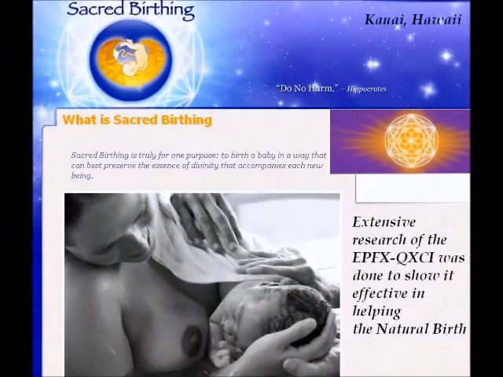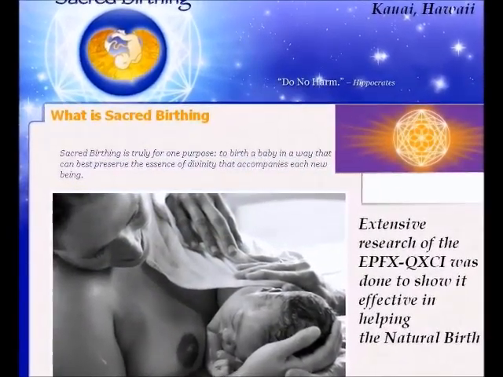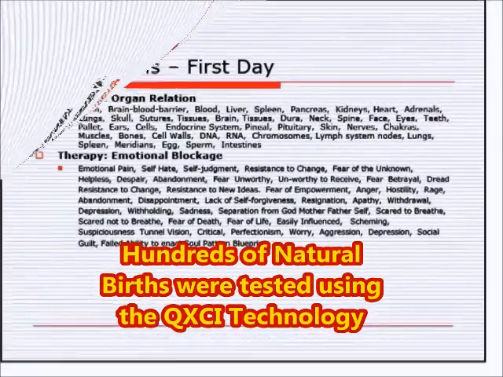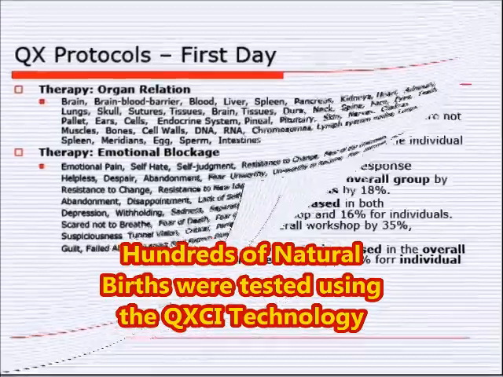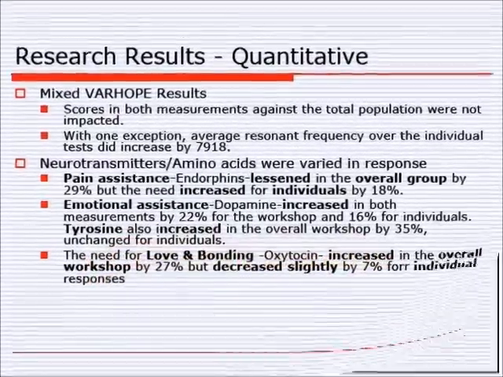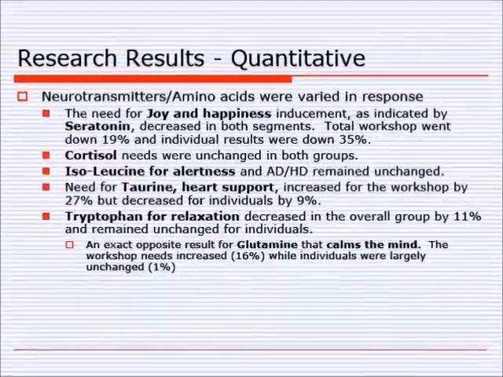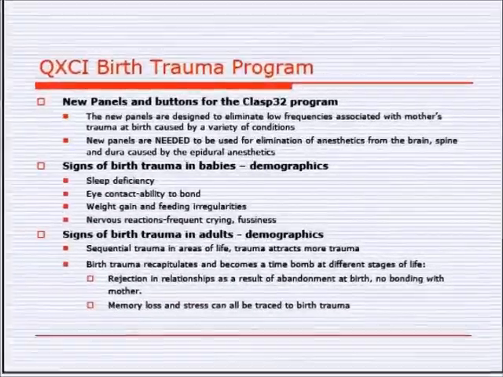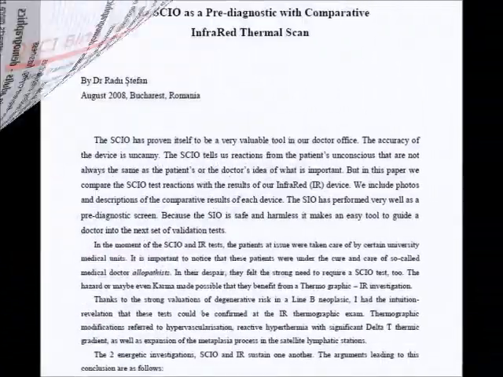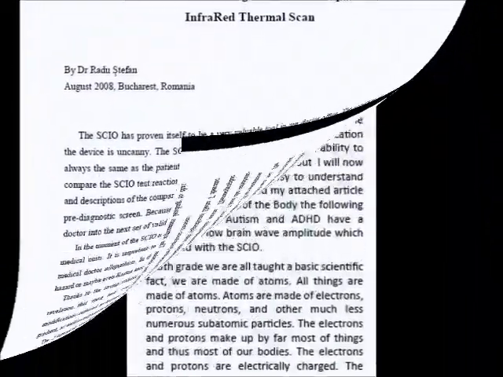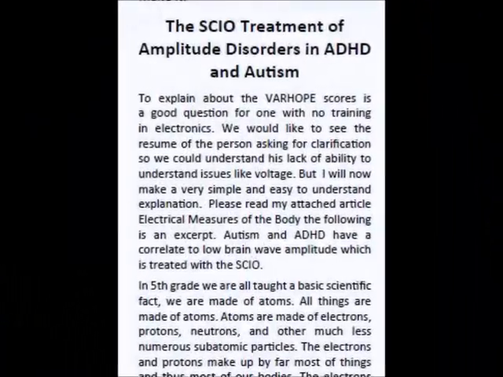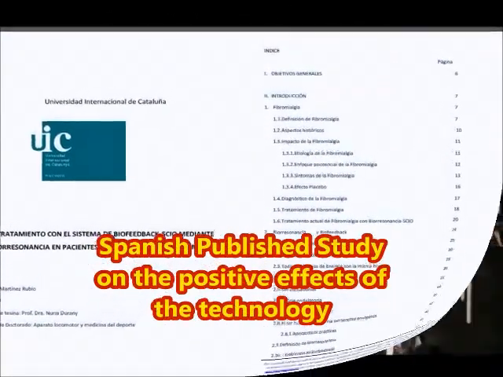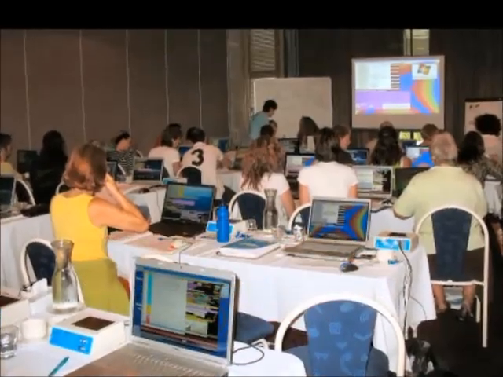Another whole series done by a different group of people was in Hawaii, that of birth trauma, and how they had used the QXCI, formerly known as the EPFX, to find ways of making the birthing process easier. And a whole host of different studies came out of this. We also saw a host of many different other things that came in, and all different types of studies, because many doctors were now jumping on board to do more work in Spain and in Germany and France and all over the place.